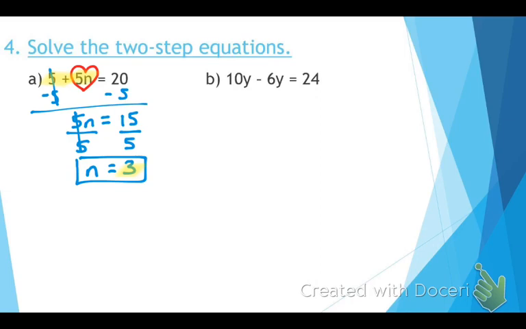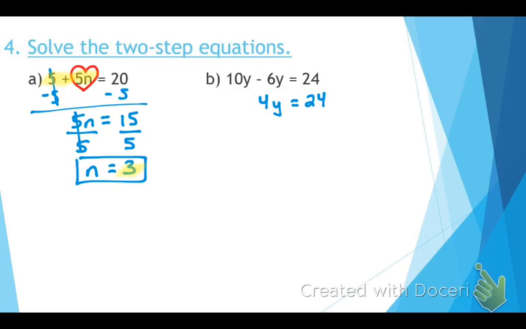Brody, problem B. 10y minus 6y equals 24. What should I do? You should minus, like 10y minus 6y. Very good. As you can see over here, these are like terms because they're both in the y family. So Brody, what's 10y minus 6y? 4y, good job, because it's the y family, equals 24.